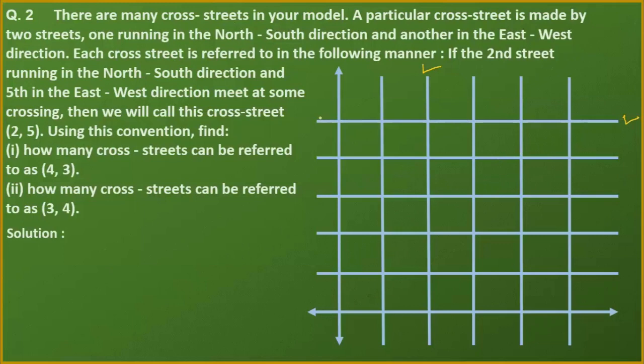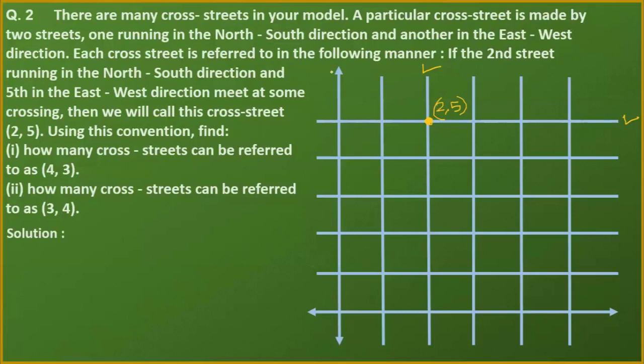Now observe this line, the fifth line, and this second vertical line. They are meeting at this particular point, which I will mark properly, and they are saying it has the coordinate 2, 5. Now they are saying, using this convention, find how many cross streets can be referred to as 4, 3. So first of all, you see 2, 5, how did they mark?